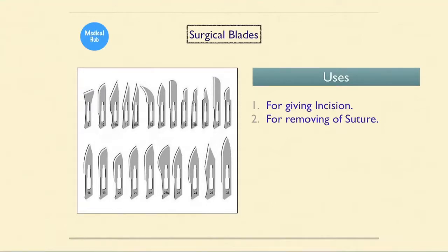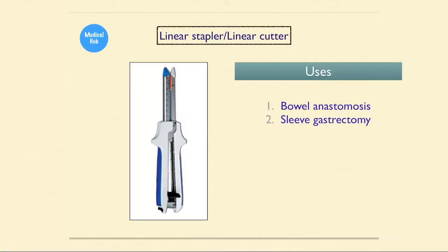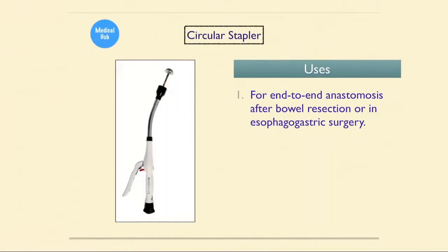The uses of surgical blades are for giving incisions and for removing sutures. Our next instrument is the linear stapler or linear cutter. The uses are bowel anastomosis and sleeve gastrectomy. Our next instrument is the circular stapler. It is used for end-to-end anastomosis after bowel resection or in esophagogastric surgery.